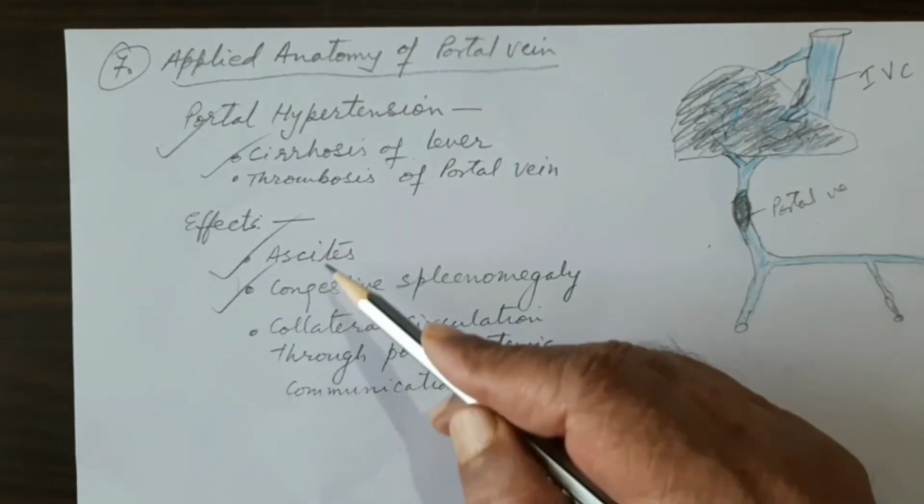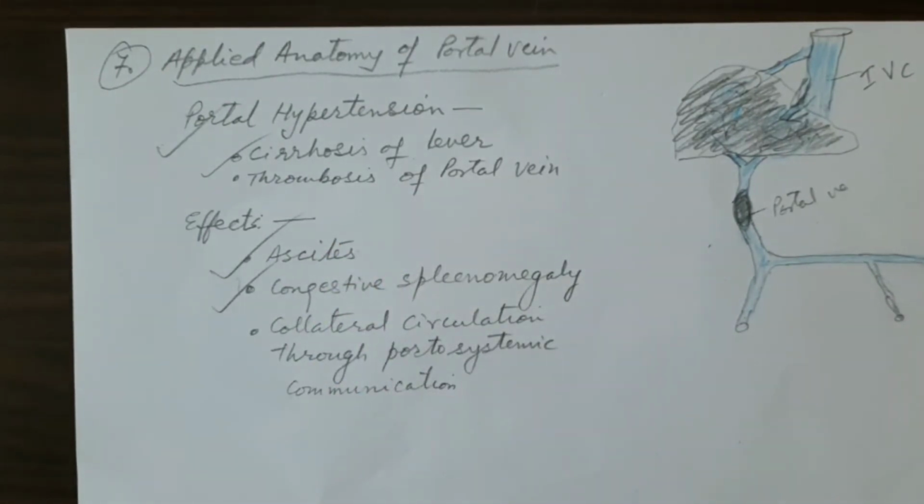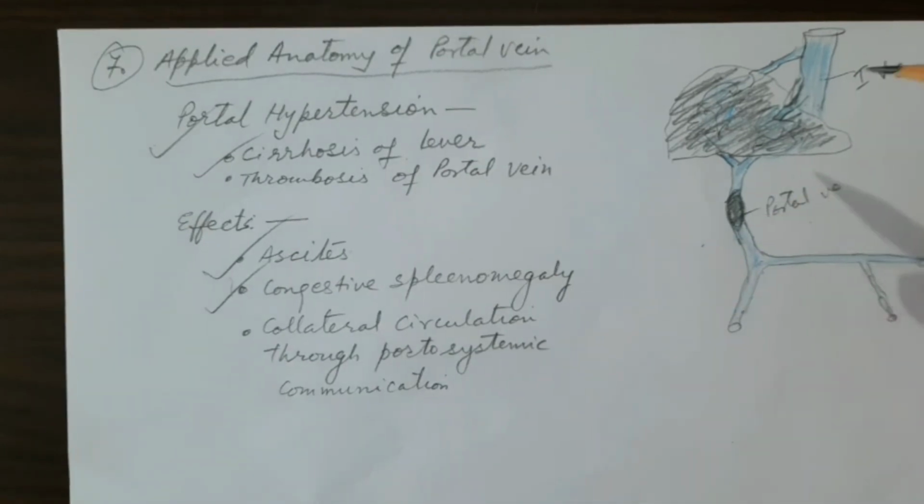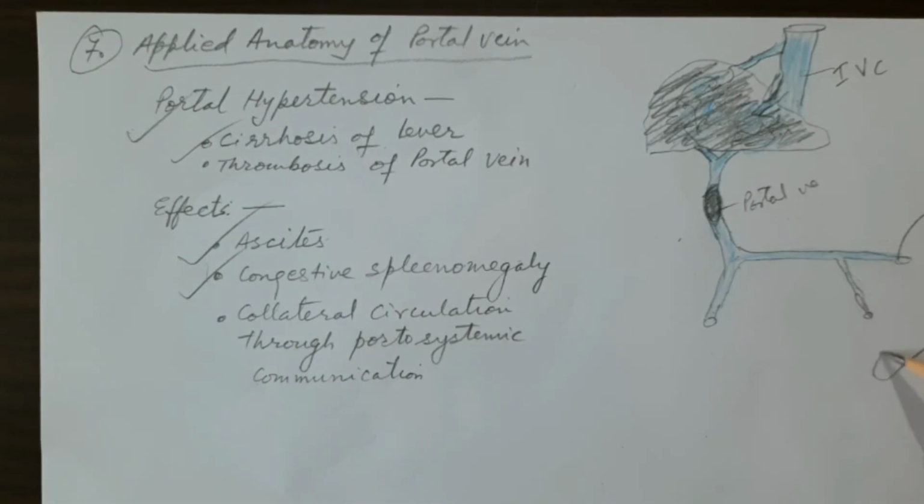This is because the capillary plexus of the portal veins is present inside the large and small intestine. But then the spleen will also get enlarged. There will be a large spleen, called splenomegaly. The term used is splenomegaly because the spleen will become very large because of the same reason, and that is called congestive splenomegaly.